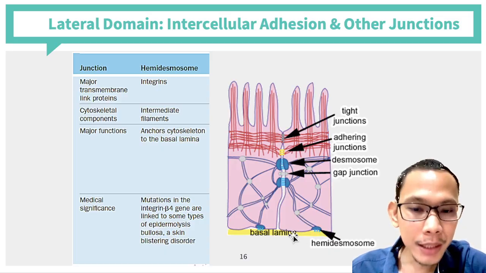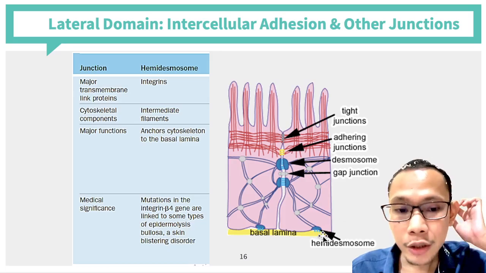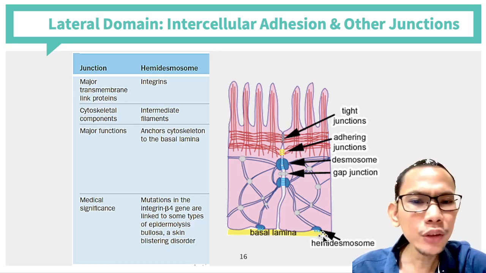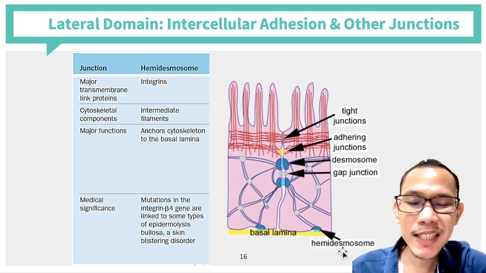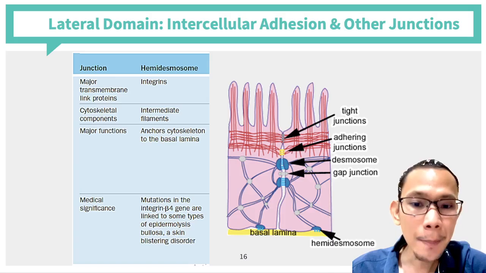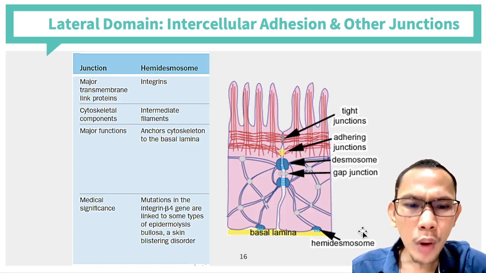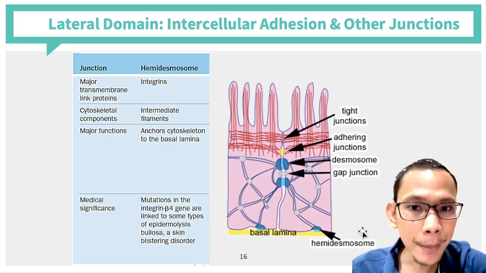So please don't confuse this. Doc Von said that all of your intercellular adhesions are located in the lateral domain. Of course, we have an exemption to that. That's going to be your hemidesmosome. Why is it that we term this hemidesmosome?